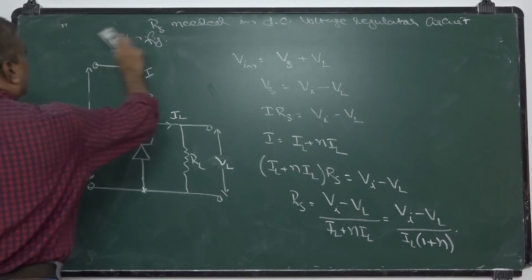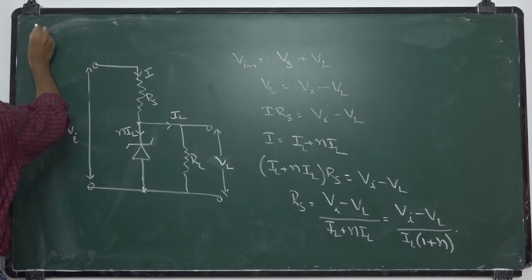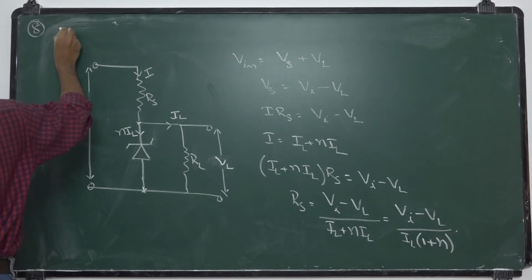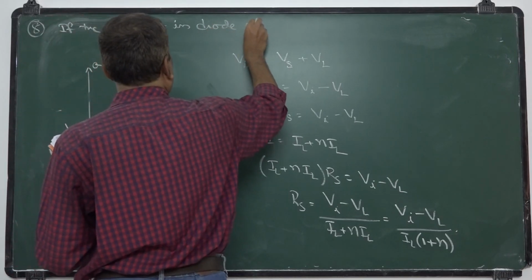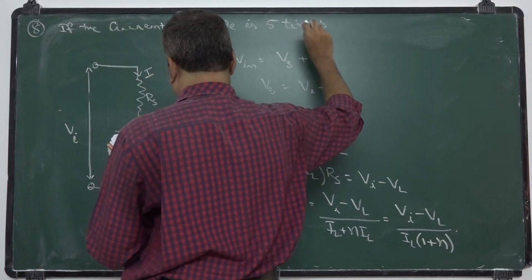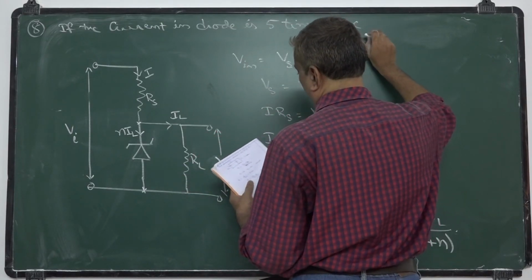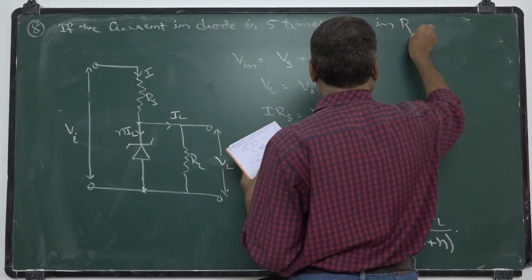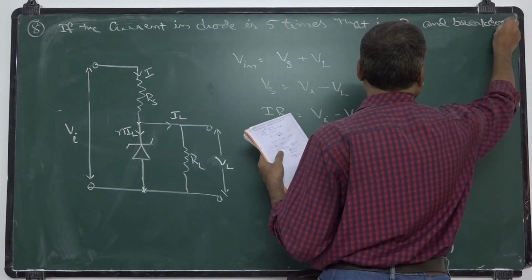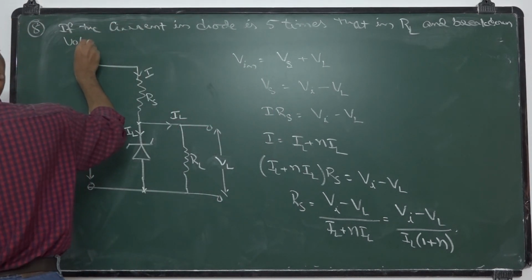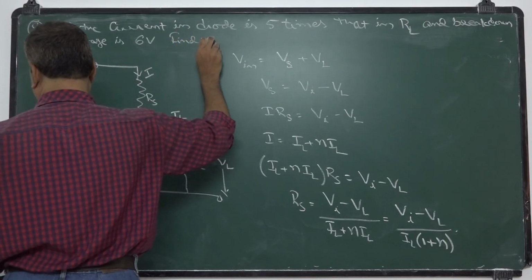Now the last one, the eighth one. If the current in the diode is 5 times that in RL, and the breakdown voltage is 6 volt, find R.